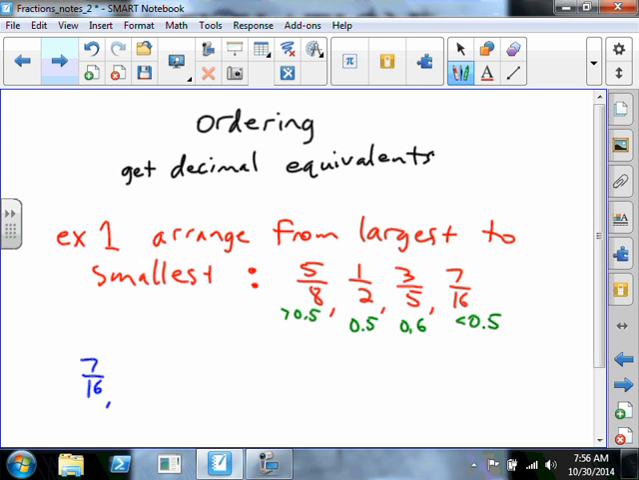Oh, largest to smallest, crap. So I guess I'm going to put 7/16 on the other end, and I'm sorry I said crap. Maybe I should have said a different word. Oh no.